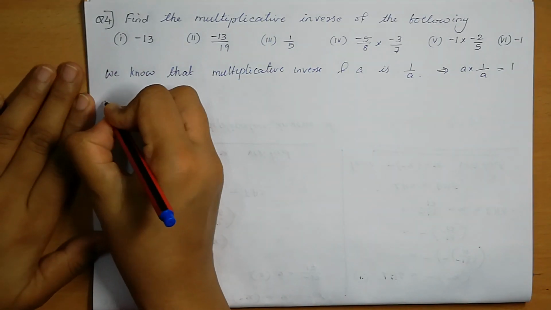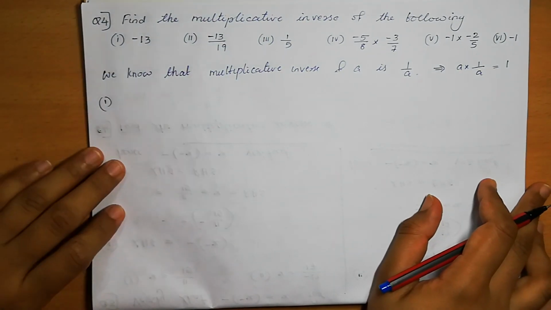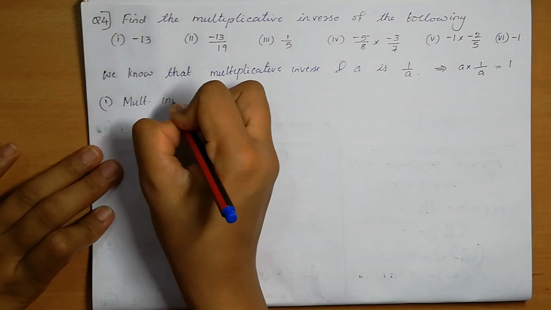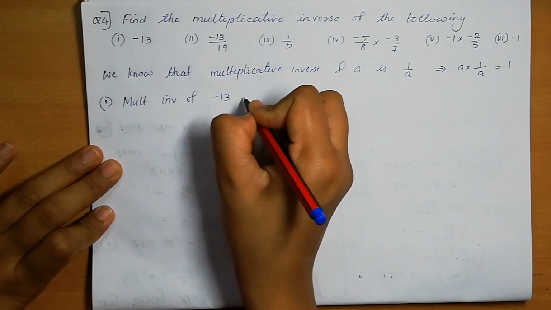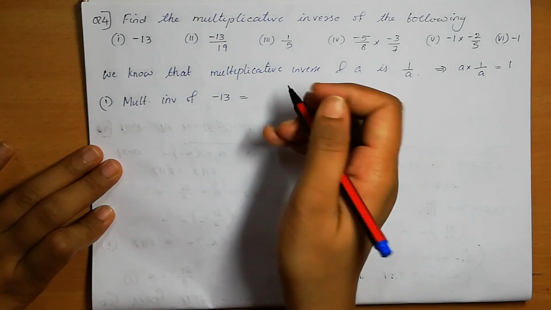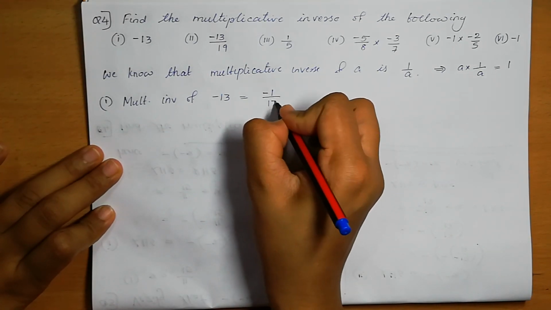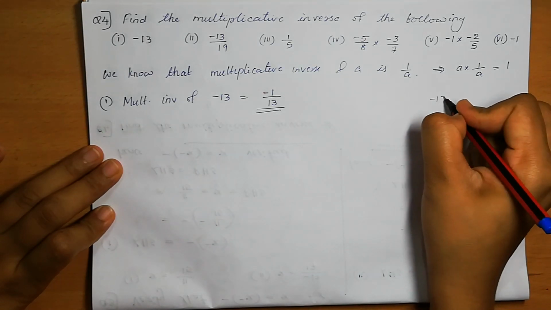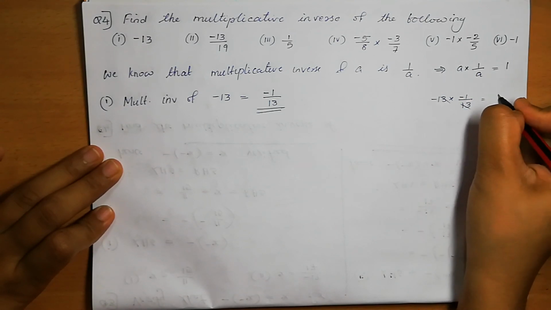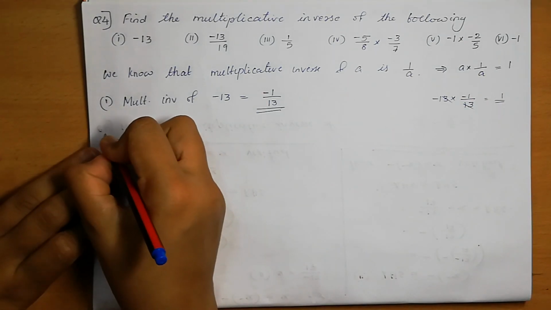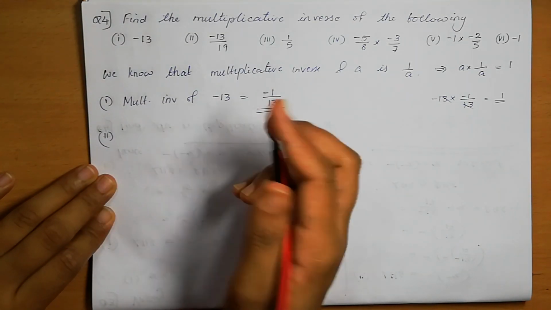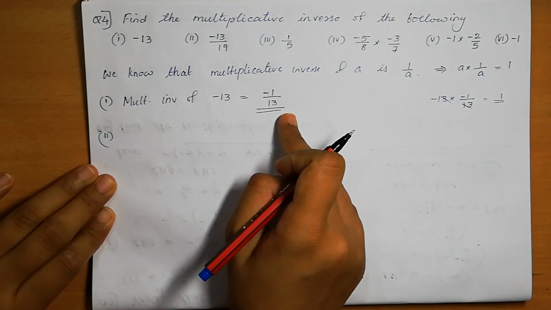Correct. So first one. Multiplicative inverse of minus 13. That means we need to write the reciprocal of this one. Reciprocal of 13 is 1 by 13. So here it becomes minus 1 by 13. We can verify. Minus 13 into minus 1 by 13. 13 cancels. Minus into minus is plus 1. Correct. 13 means 13 by 1 only, right? That's why we are writing 1 by 13 as the reciprocal.